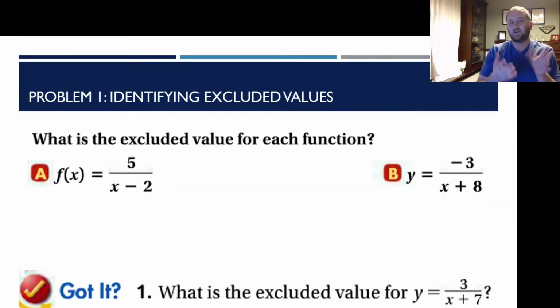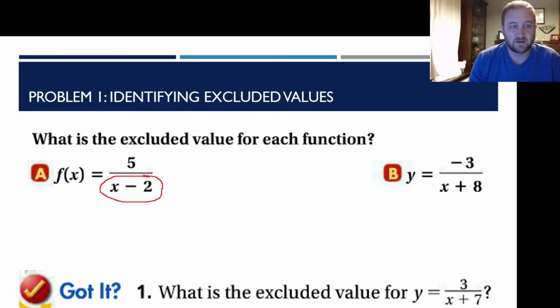Now this first problem here isn't really anything new. You guys know how to find the excluded values for functions like these, right? Excluded values are the values for x that make this bottom equal to 0. Okay, so I've got x minus 2. What does x need to be so that this bottom is equal to 0? Well, to figure this out, we just add 2 to both sides, and we get x equals a positive 2.